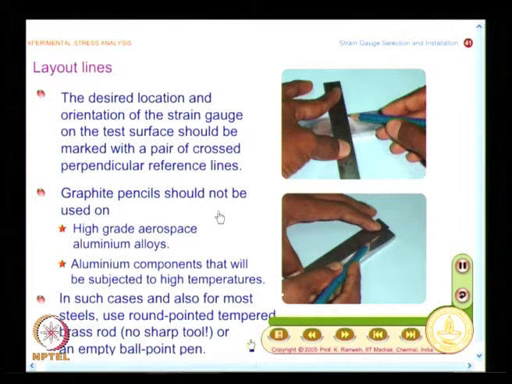So, if you have to use for these materials, you need to go for a round pointed tempered brass rod, that is what is recommended, and this can also be used on steels. In the extreme case, you can also use an empty ballpoint pen which is blunt. You may wonder why somebody gives such detailed instructions, because the idea is we want to get an accuracy of 0.5 microstrain. How do I ensure that? Every step which you do has an influence on the final performance of the strain gauge system.